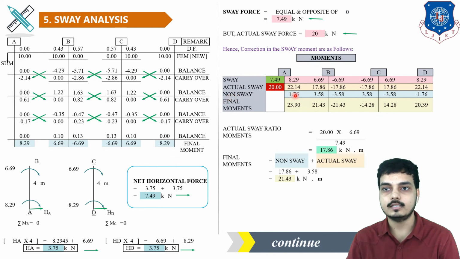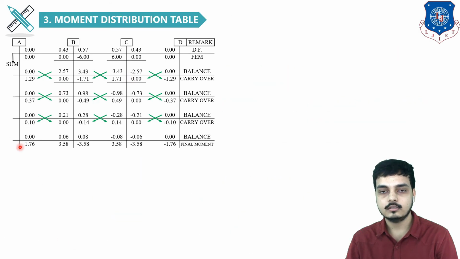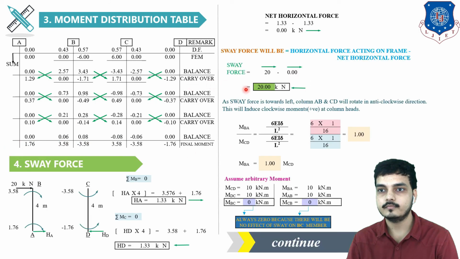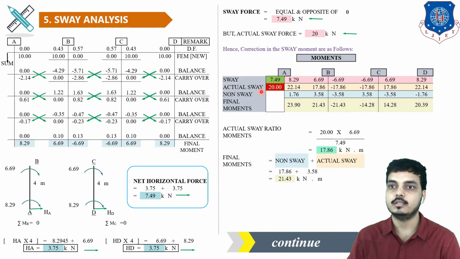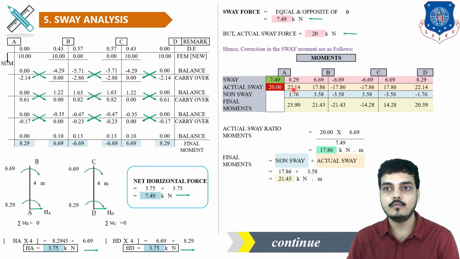And next, this is the non-sway analysis. Look, these are the moments which we found previously. These are all non-sway moments. I have placed the same in this step over here, the same way. Now our final new moments will be the sum of these two, this yellow strip and this blue strip. 17.86 plus 3.58 is 21.43. Similarly, 22.14 plus 1.76 is 23.90. Like this, we can find all the final moments.